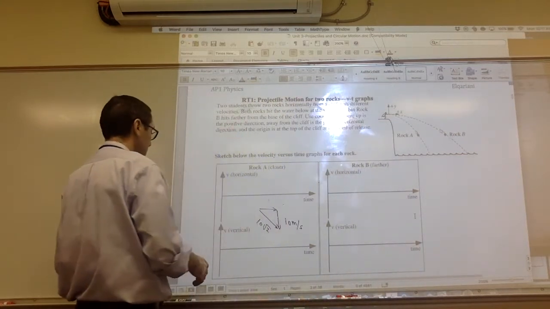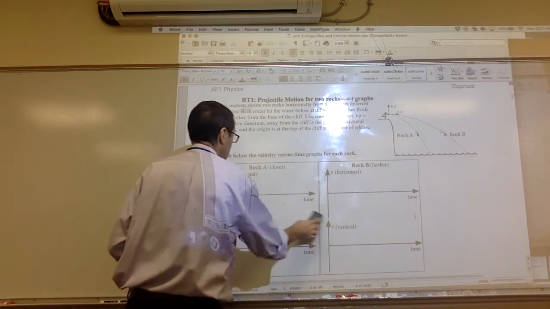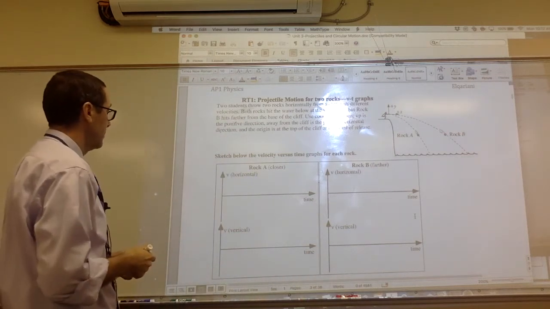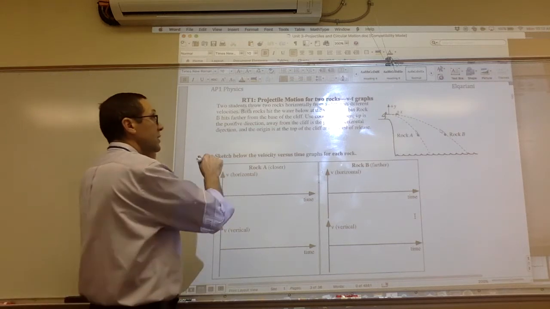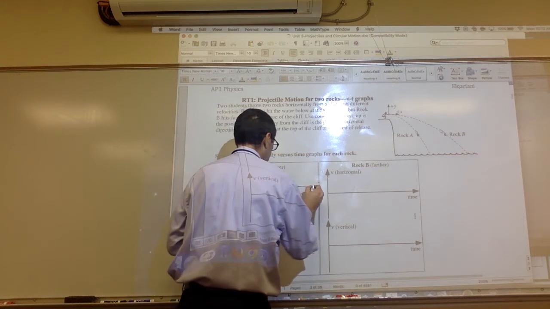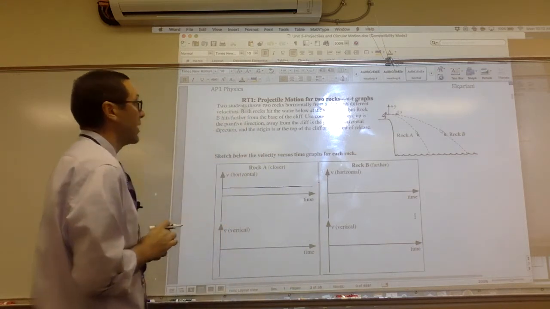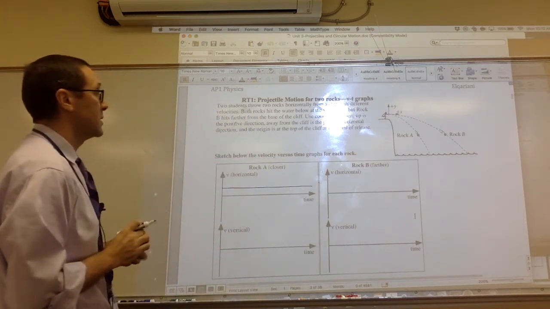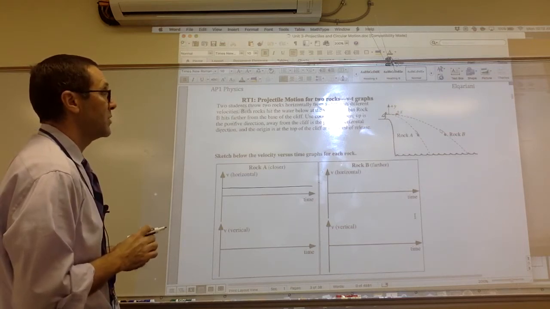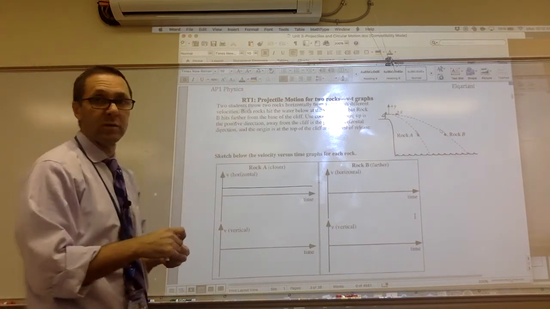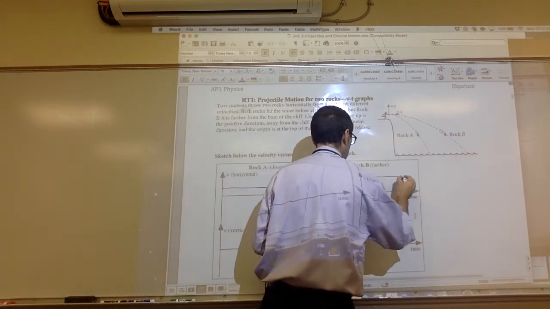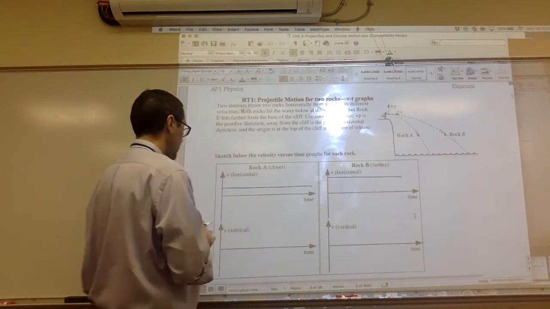For the next page, we're trying to sketch the horizontal velocity. So horizontally, rock A is going at a constant speed. Rock B is also going at a constant speed, but it has to be a higher constant speed because it travels a longer horizontal distance. So it had to be thrown with more horizontal speed.